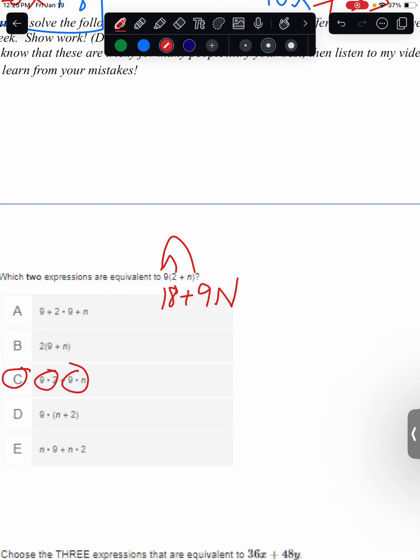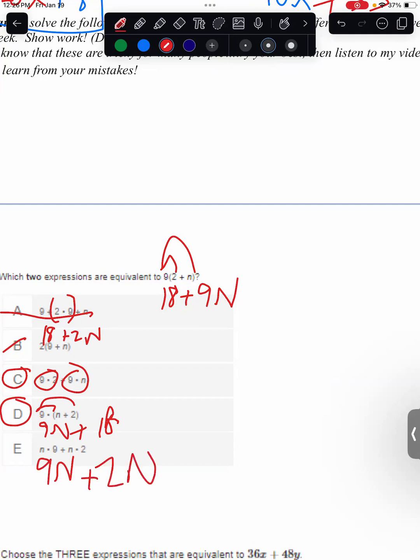Now, here we have 2 times 9, but then this will be 9 times n, not 9 plus n. So here they switch the number that's inside, which would change dramatically how many n's we would have. Here we would have 18 plus 2n, which is not the same thing. Here we have 9n, and then 9 times 2 is 18. That's the same thing. This is just the commutative property. It's flipped around, meaning that this one should be wrong. So we have 9n plus 2n, that would just be 11n. So that's not it either.